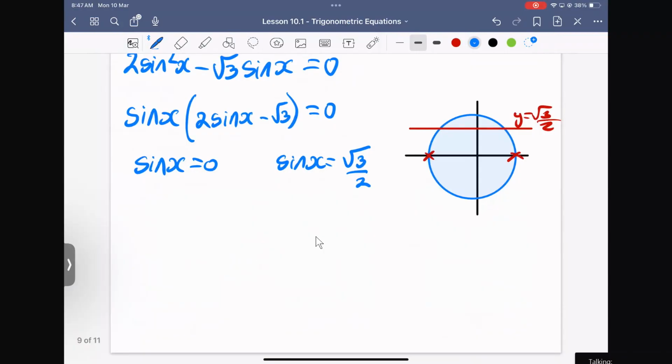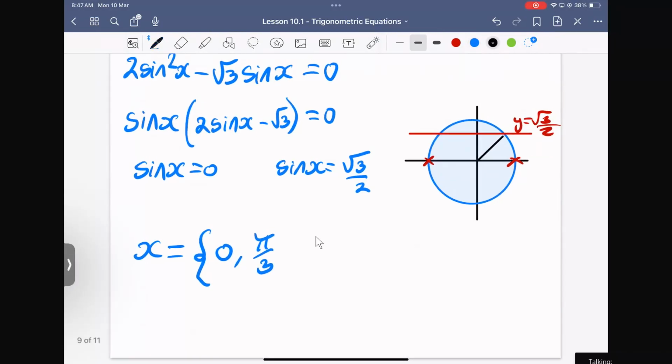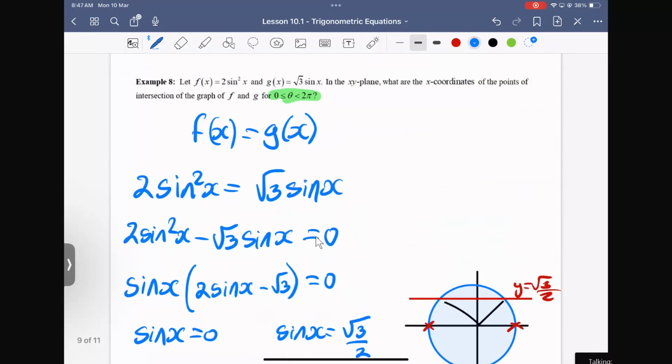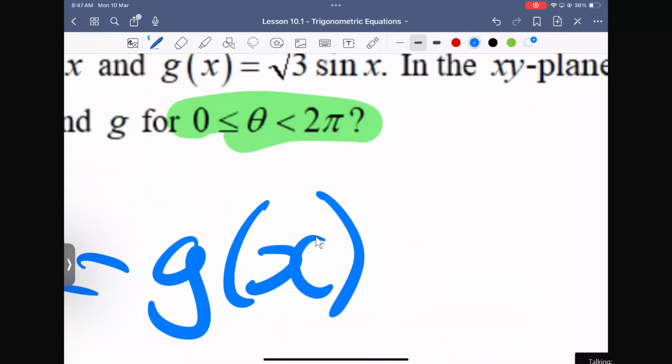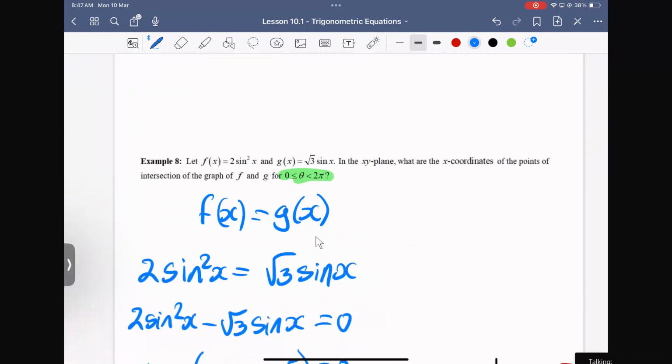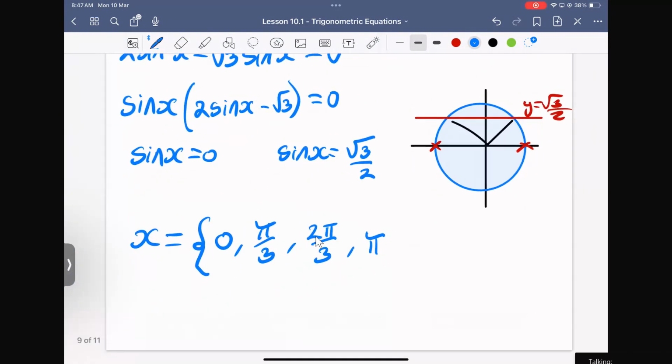So our first solution is going to be x is equal to 0. Our second solution comes here. What is the angle that we use here for this one? This one's pi over 3. Our third solution is going to be this one over here. What would that one be? 2 pi over 3. Our fourth solution would be at pi. We might have a fifth solution if it weren't for the fact that this is an excluded inequality there at the top end. So we only get 4 solutions for this one.